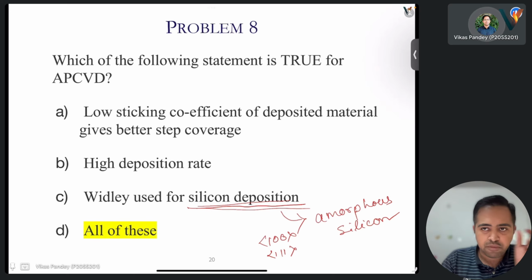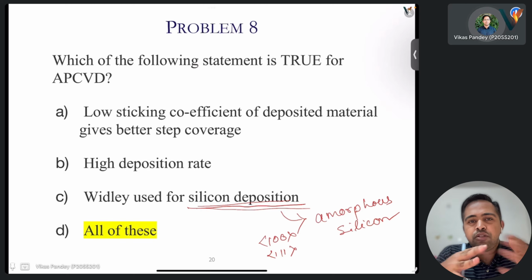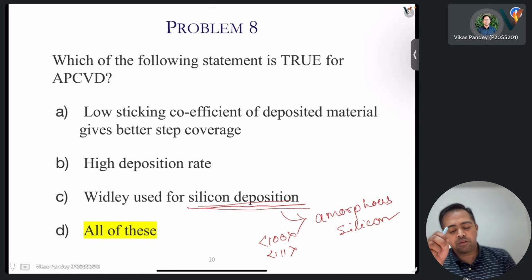It will have some order for a small area, but overall it will be amorphous in nature, like different crystal planes. So it generally tries to orient itself, but overall, if we look, it will not have one single orientation.